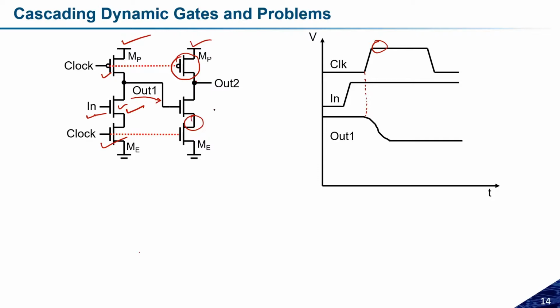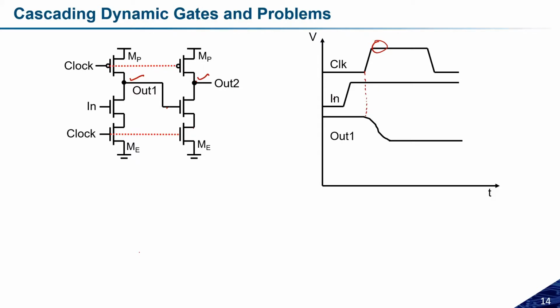Okay, let me repeat what I am saying. Let me clear it, this is really very important to understand. Suppose the circuit is in the pre-charge mode. So this node will be charged, and this node will be charged. So Vout, Vout1 and Vout2 will be at logic high.